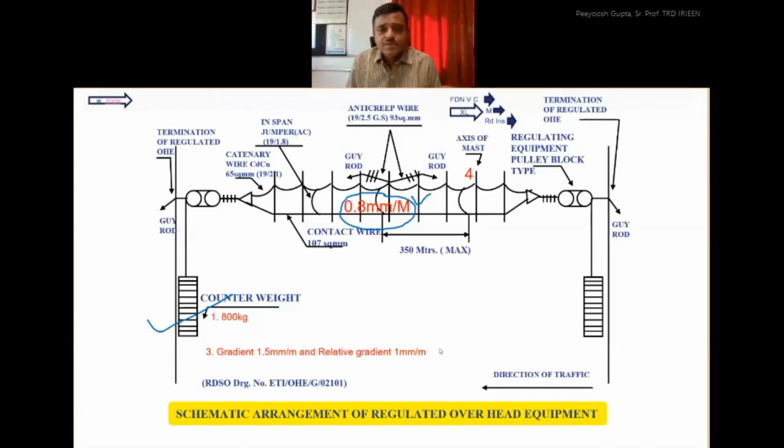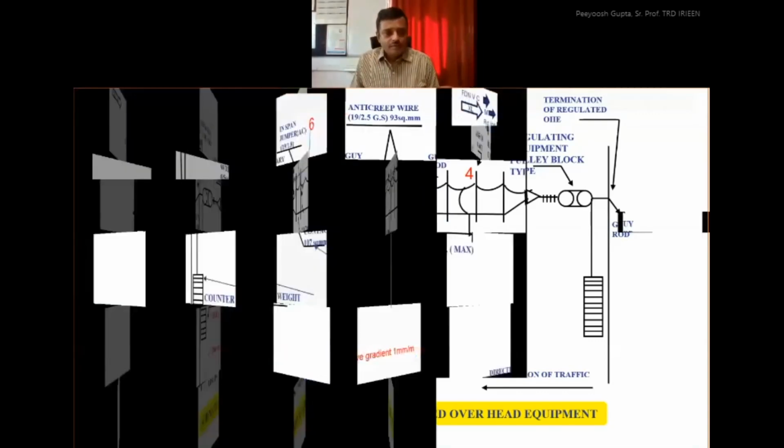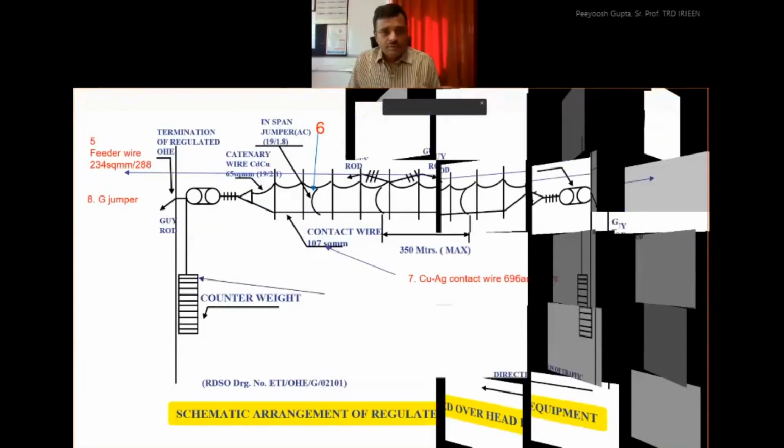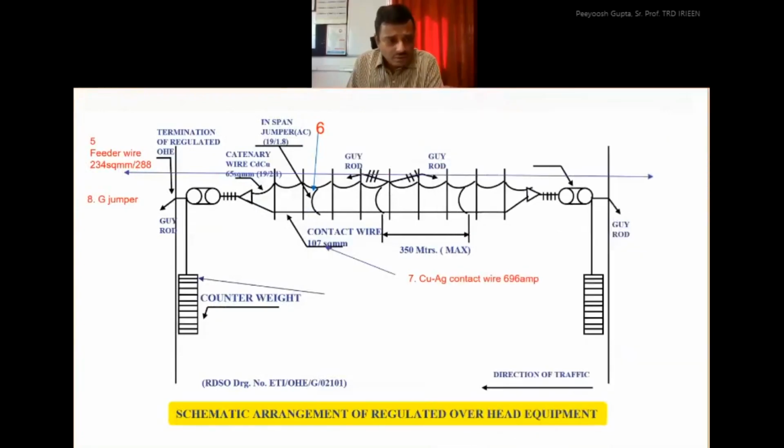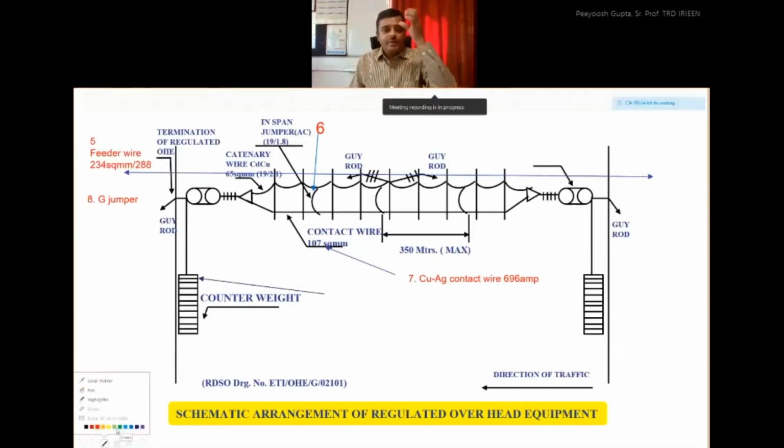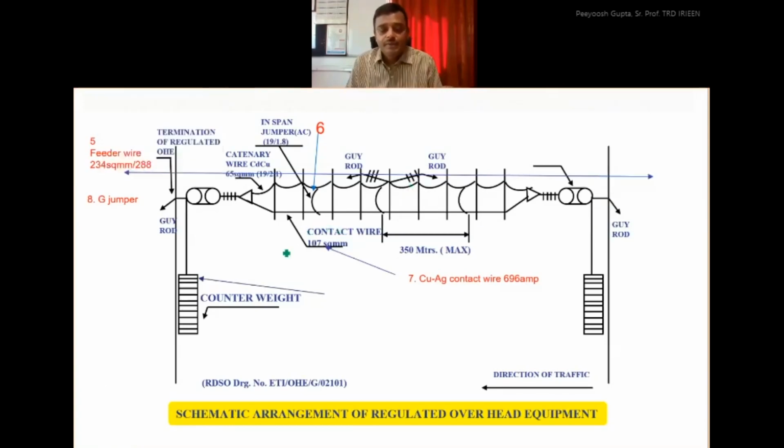So next, having understood some basic aspects of mechanical design, now come to the electrical aspects. Let me choose one ink, say green, because green is not there. So this is our contact wire. What is the size of the contact wire? It's 107 square mm. Fundamentally, we know that 1 square mm of copper takes current of 4 ampere.